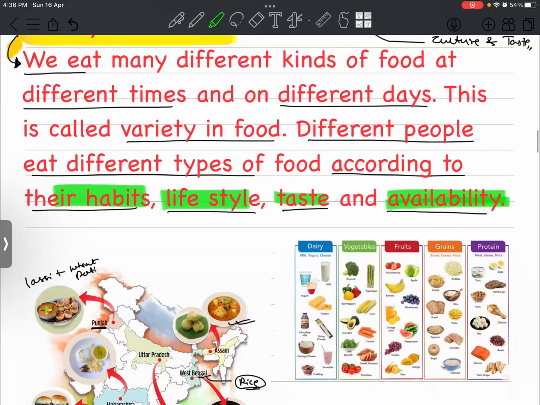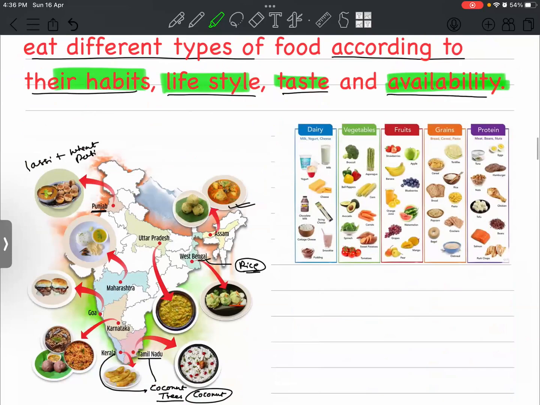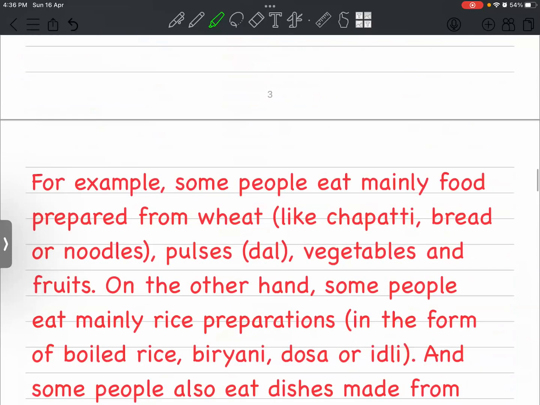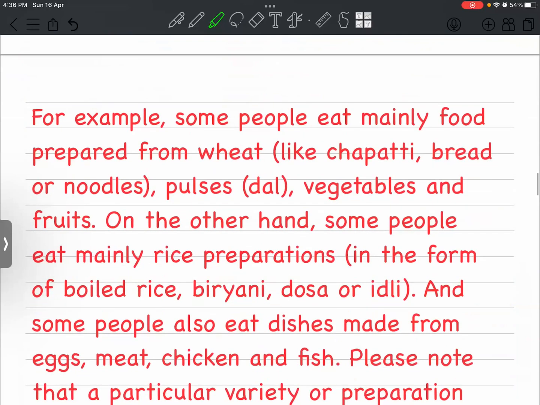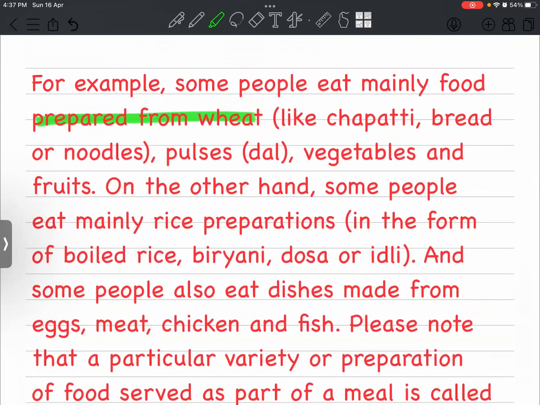Okay. So moving on, you see that people mainly eat food prepared from wheat. Most of the people, especially in India, consume food mostly made from wheat. That could be in the form of chapati, that is the roti which we consume, or even if you go to the market, the bread which is available there is made from wheat. Even the noodles which we consume are basically made from wheat.